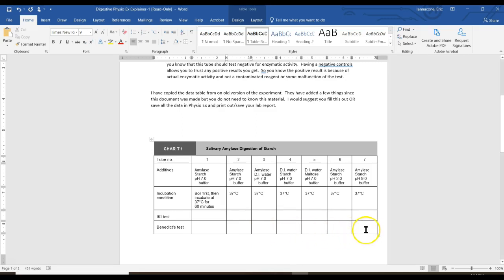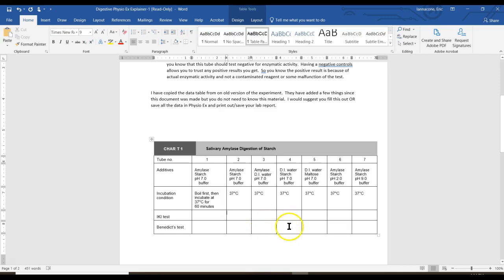So there should only be Benedict's if amylase acted on starch to produce sugar. We want to ensure that that is so. So we have a tube that doesn't have starch and a tube that doesn't have amylase. So these we know should test negative. If either of these two test positive, something is wrong with the test. We can't trust the rest of the results.